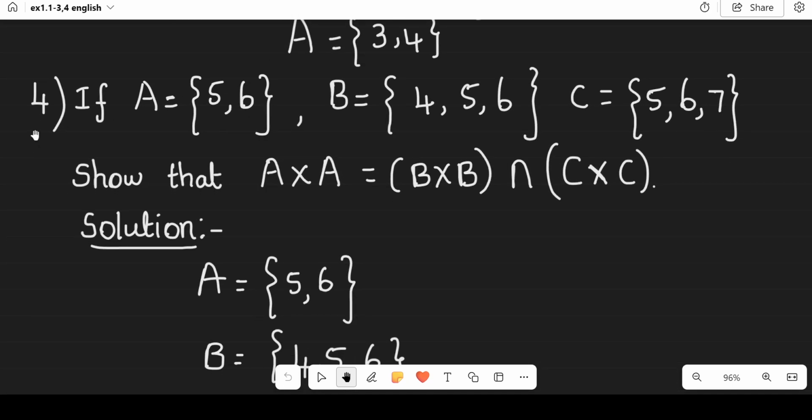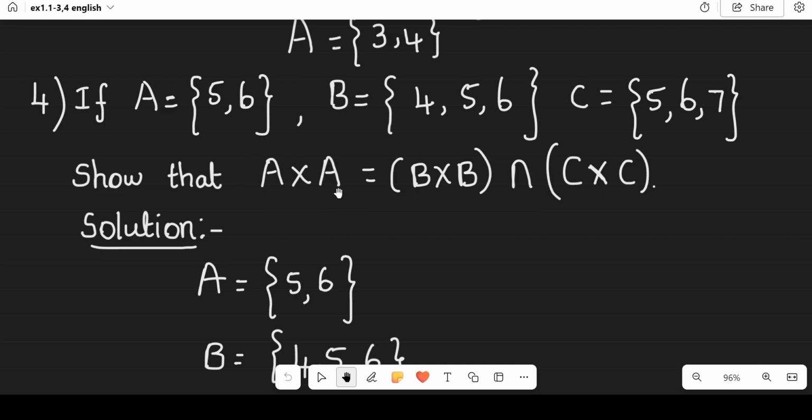The fourth question is: if A equals the set of 5, 6, B equals the set of 4, 5, 6, and C equals 5, 6, 7, show that A cross A equals B cross B intersection C cross C. Okay, here the given data is A, B, C. Values are given. We have to prove that A cross A equals B cross B intersection C cross C.